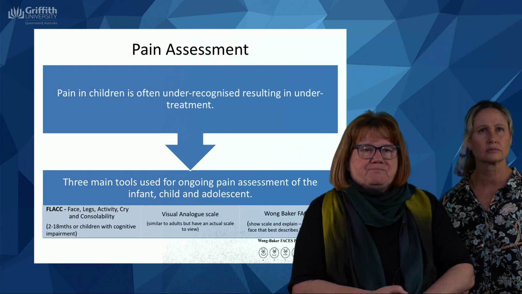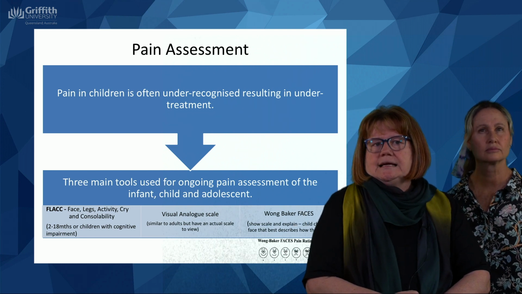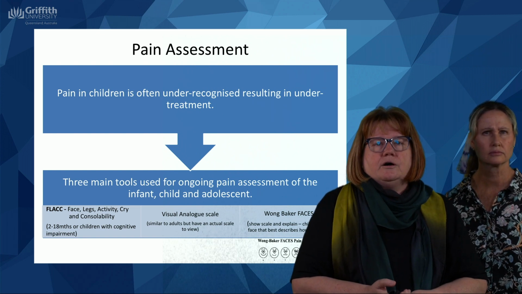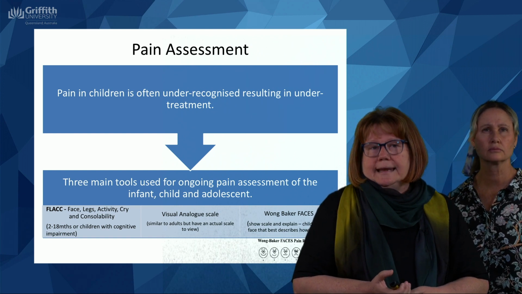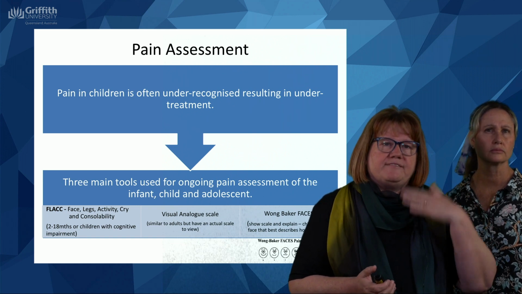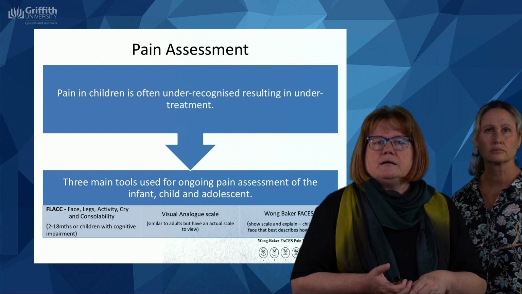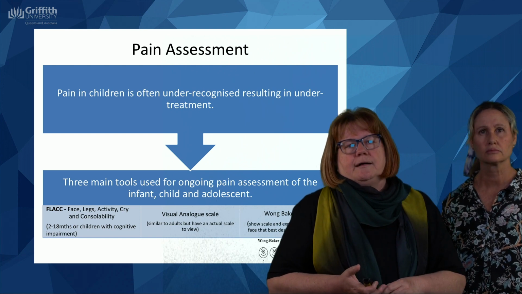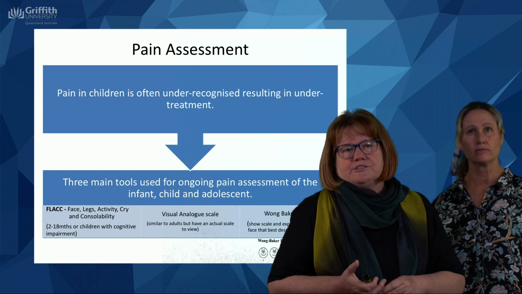So one of the ones that we use regularly is a FLACC chart. That looks at face, legs, activity, cry, and consolability. There's a chart for that on the course site. We can use this for pre-verbal children or anybody with cognitive impairment. So we're looking at what their facial responses are, how they're moving their limbs, what sort of activity is happening, the type of cry, and whether they're consolable. So we're looking at all those visual, objective signs rather than the child saying what their range of pain is.